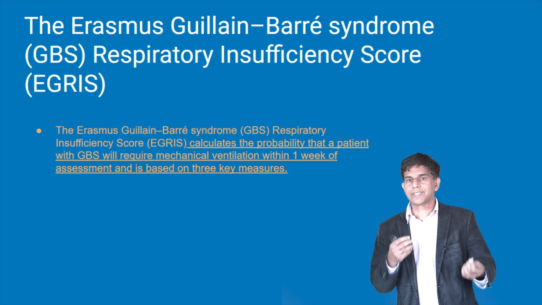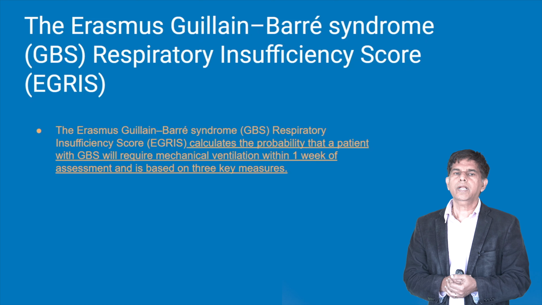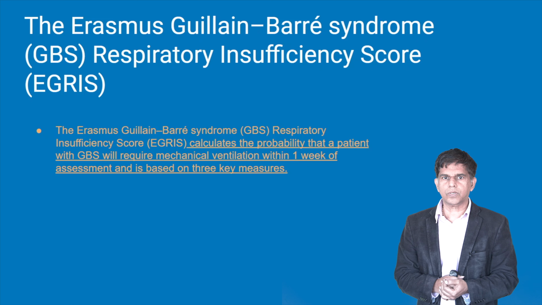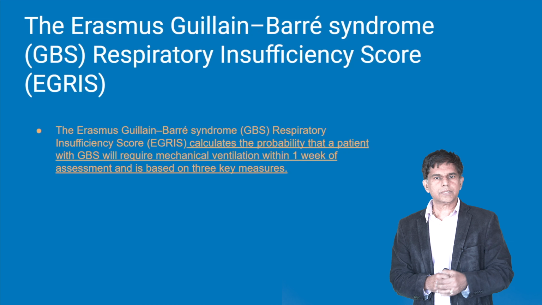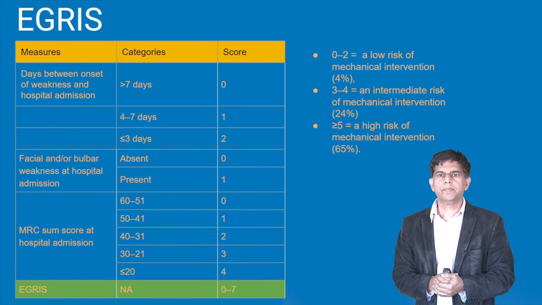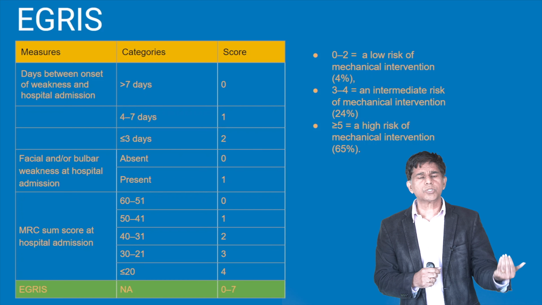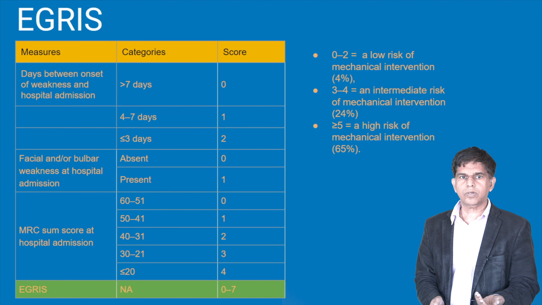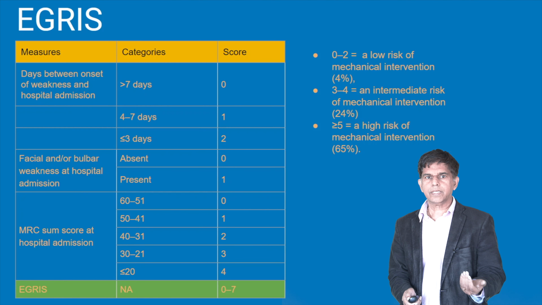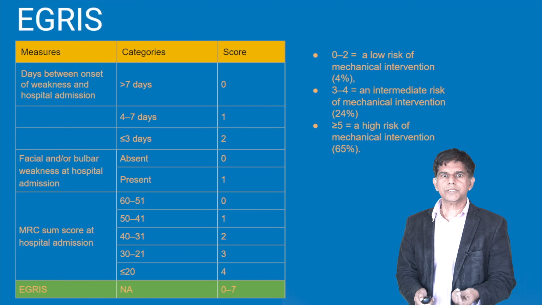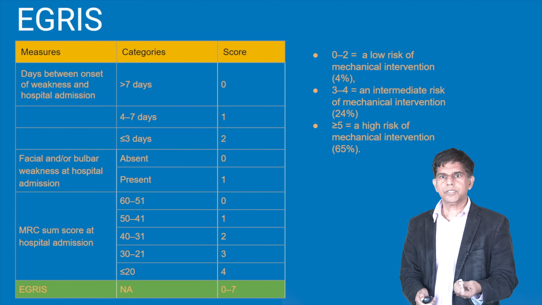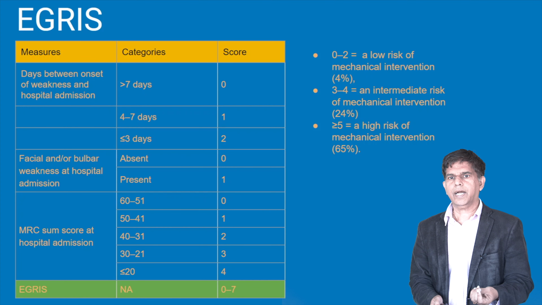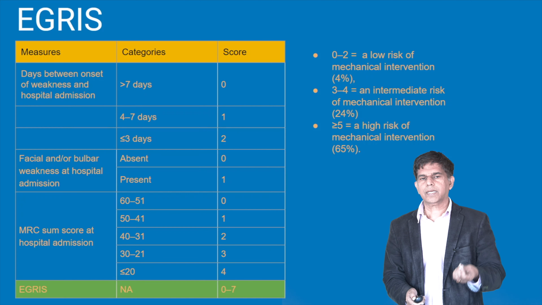So what do you have to do? You can come up with a risk assessment. We always talk about risk assessment. One is the Erasmus Guillain-Barré syndrome respiratory insufficiency score. Okay, you do the score. There are online calculators, and it can tell you the probability of the patient going into the ICU or on mechanical ventilation. Okay, we have a nice table over here: days between onset of weakness and admission, facial and bulbar weakness, and MRC sum score at hospital admission. If the score is 0 to 2, you can kind of relax, low risk, right? But if it is higher, there is high risk of mechanical intubation.